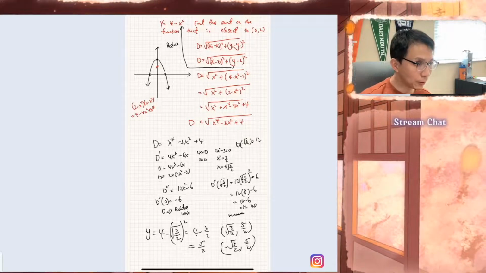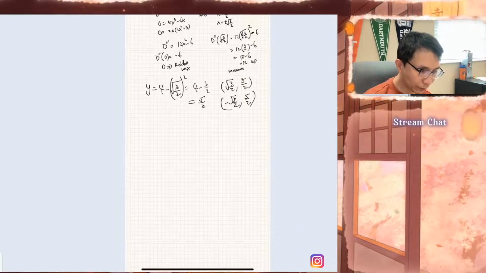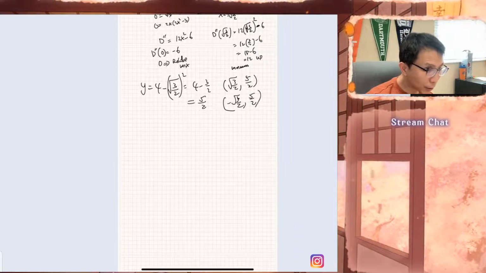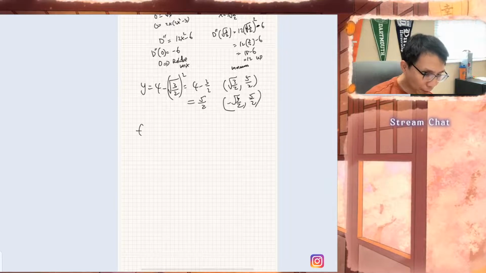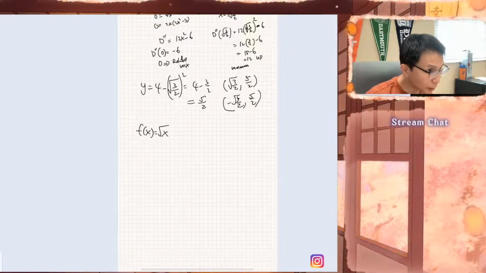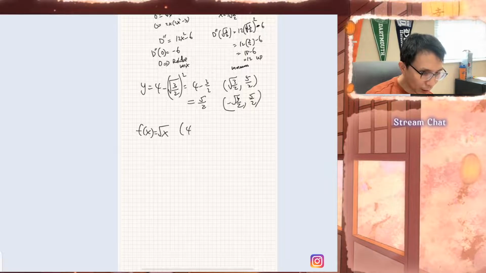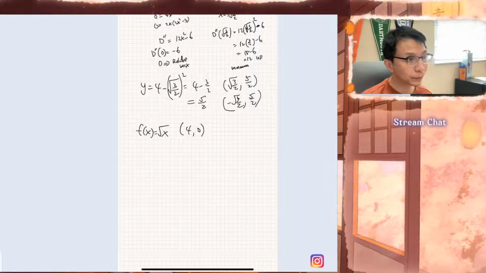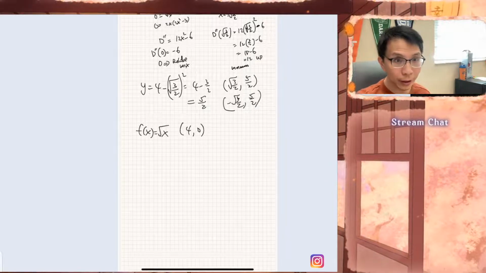Here's a question for you to try. The function is f of x equal to square root of x, and the point is 4, 0. You guys can try this one.